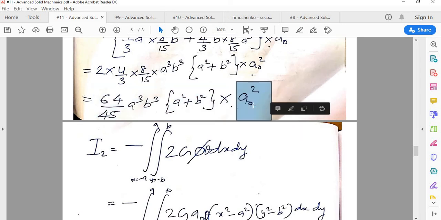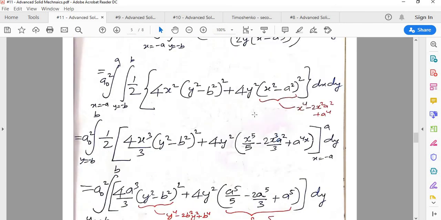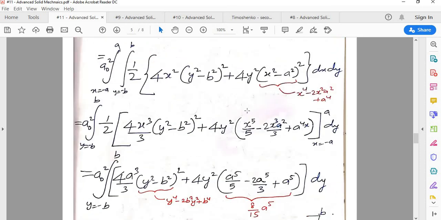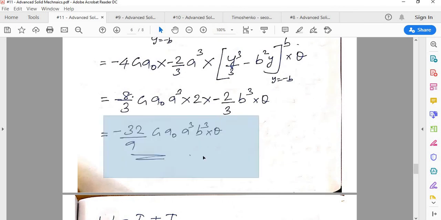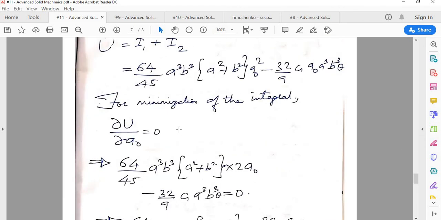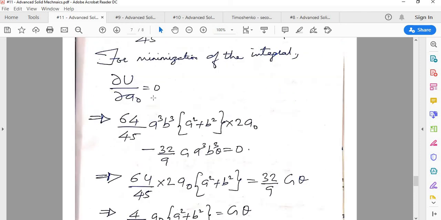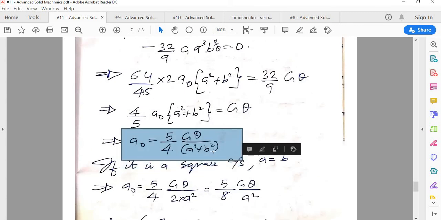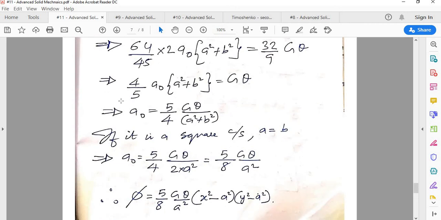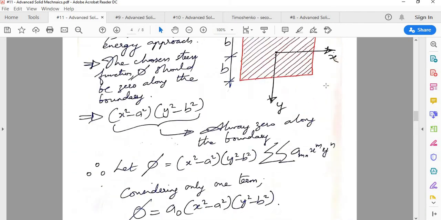So there will be A0 squared, where A0 is the unknown which we are trying to determine. Similarly you try to determine I2. Okay, this is I2. It will simplify to the following expression. Now you can use the condition del U by del A0 equal to 0. One equation, one unknown, using which A0 simplifies to the following form. Okay. So this is the constant A0 for the rectangular cross section that we are trying to solve.